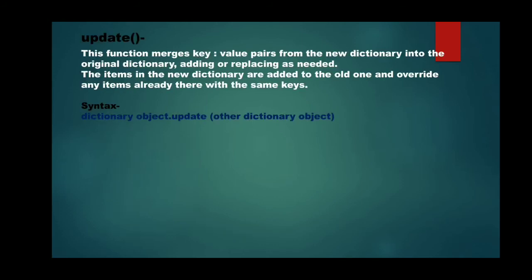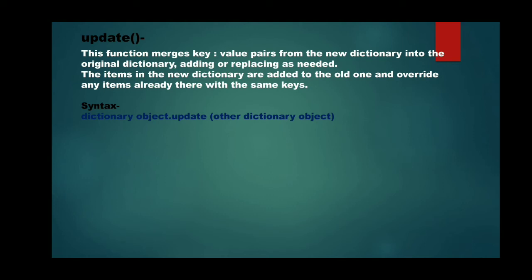Okay. Now moving on to the next function, that is your update function. The update function is basically used to update the content of one dictionary with another dictionary. Right? There is one dictionary object, which is called the current dictionary object, through which this function is called or executed. And another dictionary object is passed as an argument to this function. So what it is going to do is update the current dictionary object using the key value pairs from the passed dictionary object.